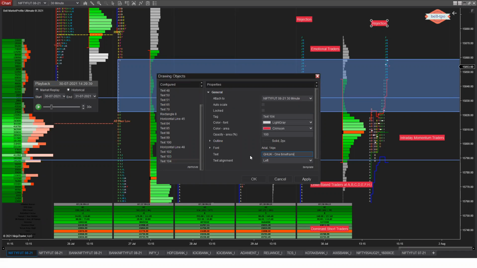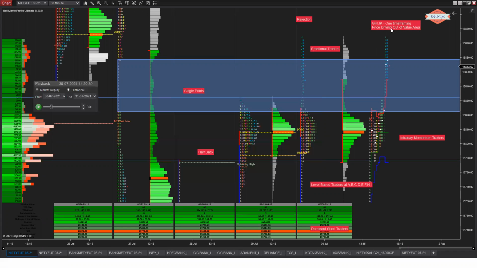You know that one time framing is also one form of momentum. And price driving out of value area is also another form of momentum. Right, so two things are happening here, but only one thing is there, price driving out of value. It is also emotional traders, because the JP was driving a bit faster. You know that point of control is staying here. Point of control is not able to accept above the single print zone.